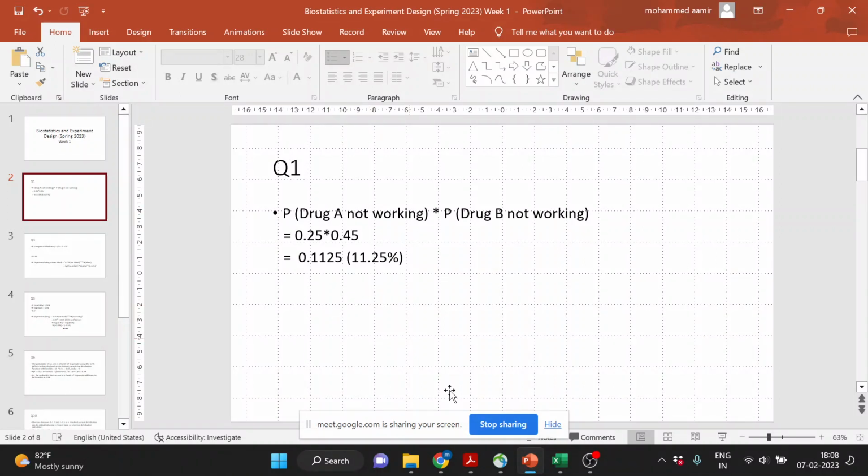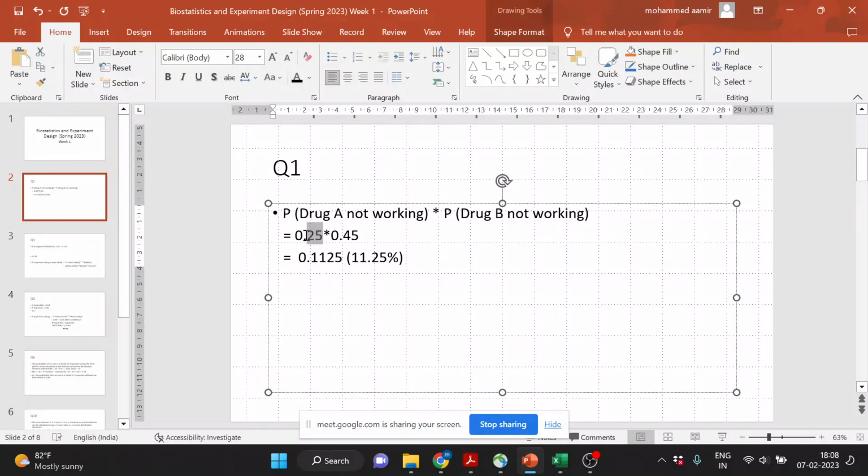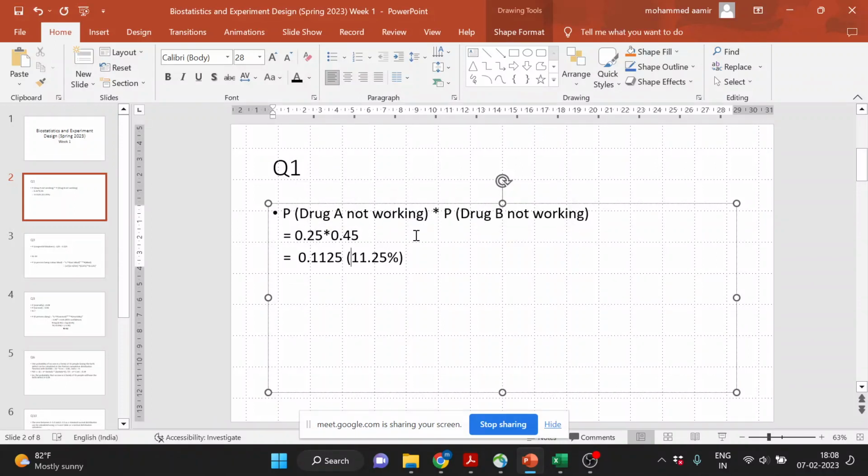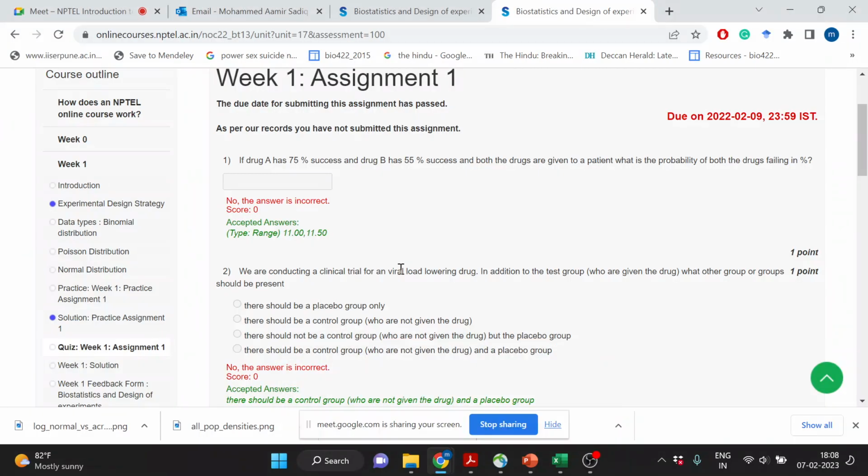Given the probability that drug A works, what is the probability of it not working? The probability of it working is 75%, right? So the probability of it not working is 25%, which is 0.25. Probability of drug B working is 55%. So the probability of it failing is 45%.